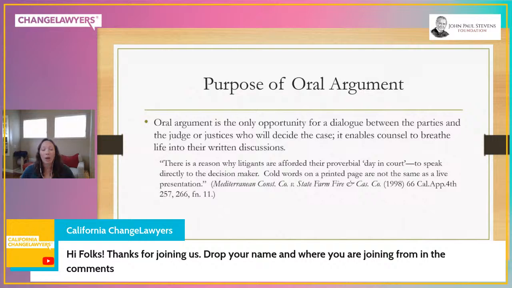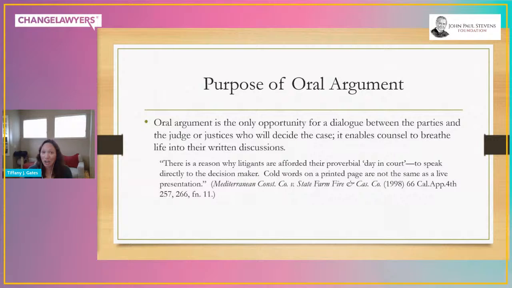And I really want to emphasize that oral argument is meant to be a dialogue, not a speech. You want to think of it always as a conversation between you and the bench, not a one-way speech that I think some people who are unfamiliar with the practice of oral advocacy have in mind when they hear the word oral advocacy. So it is not a speech, it is a conversation.